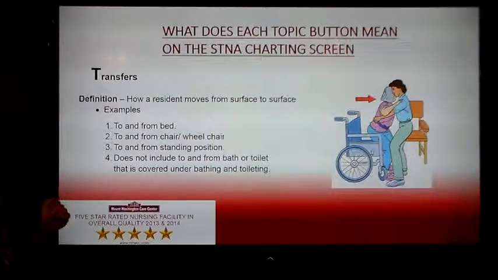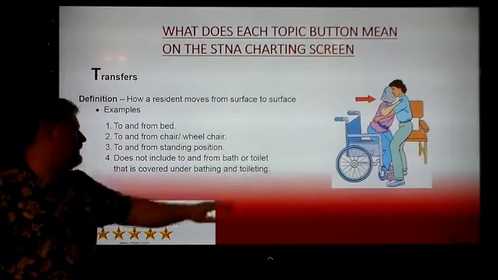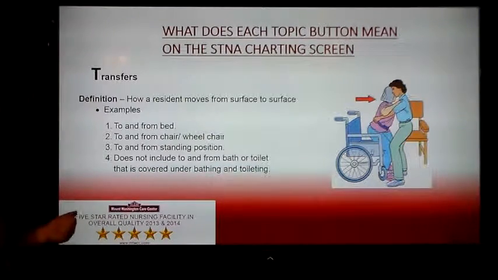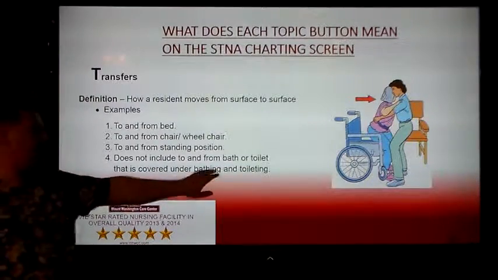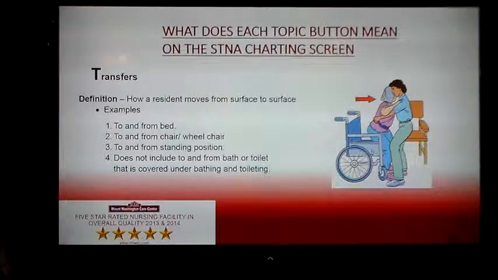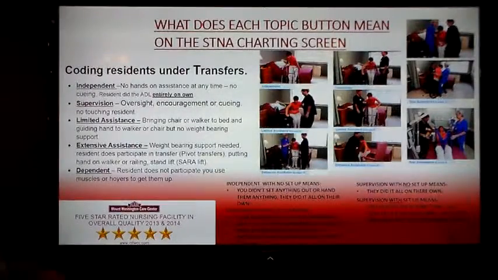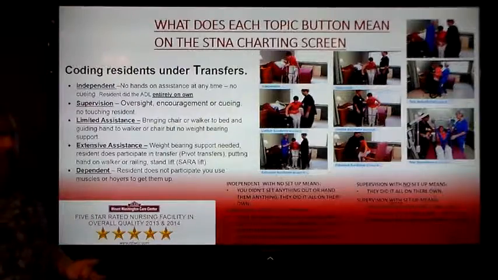Transfers. How a resident moves from surface to surface. Examples: to and from the bed, to and from the chair or wheelchair, to and from a standing position. This does not include to and from the bath, toilet, shower chair, or bedside commode. That is covered under bathing and toileting. Coding a resident under transfers. Independent, the resident does it entirely on their own.